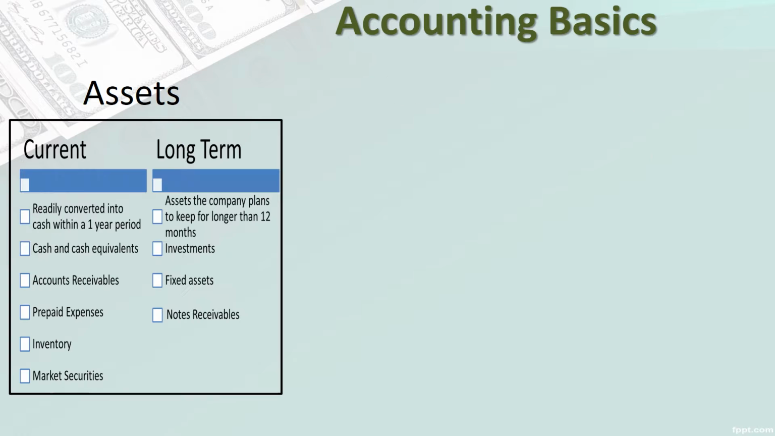And finally, let's make sure that we have a common understanding of assets, liabilities, and owner's equity and what goes into each. Assets consist of current and long-term. Current assets are those which can be readily converted into cash within about a 12-month period. Long-term assets are for things that the company plans to keep for longer than 12 months.